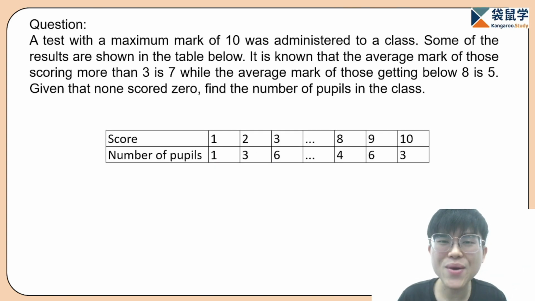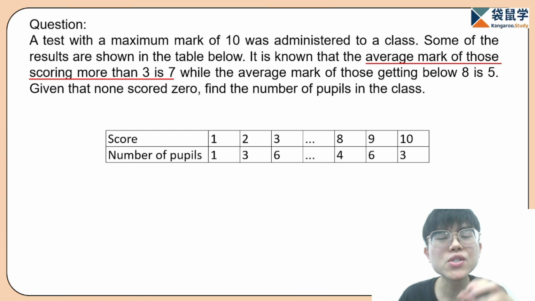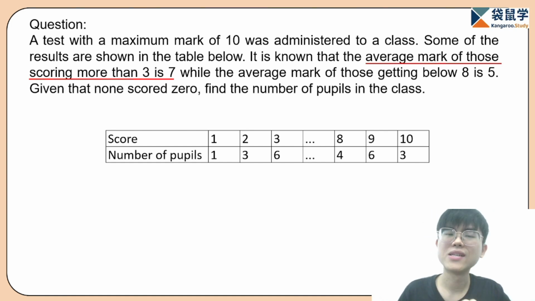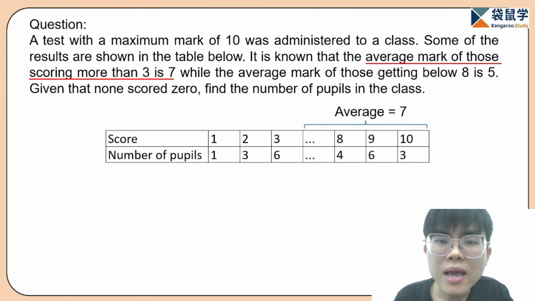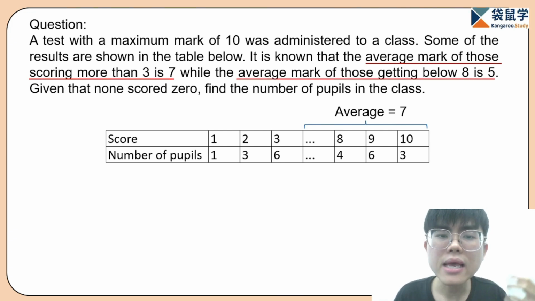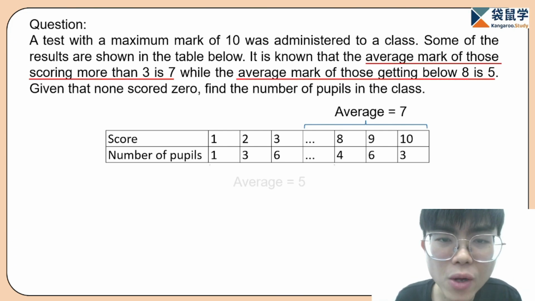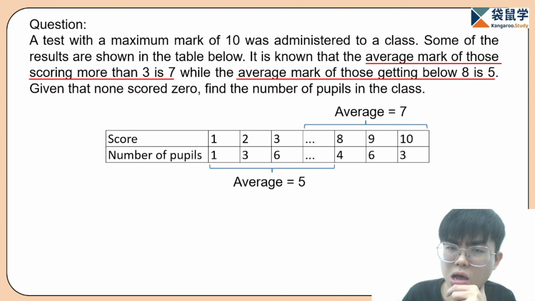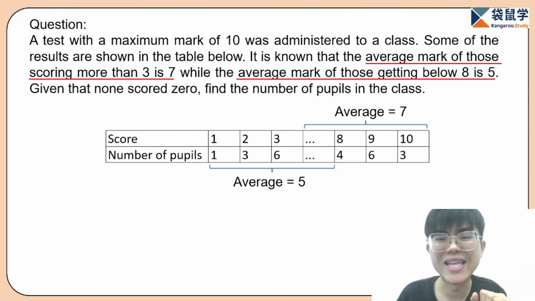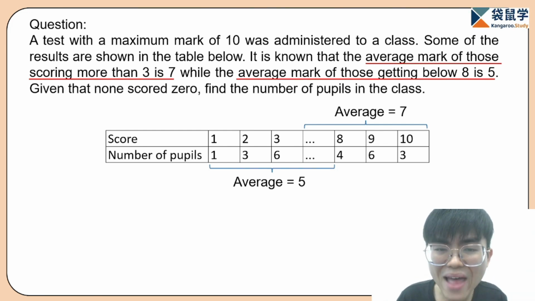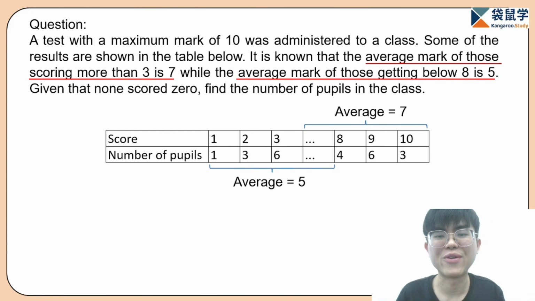From the question, we know that the average mark of those scoring more than 3 is 7. So let's mark it on the table. We also know that the average mark of those getting below 8 is 5. Let's also mark it on the table. But now, how do we solve this question? You can see that in this average problem, it seems like we also cannot solve it using the formula of average, which means that we can try to draw the bar diagram.